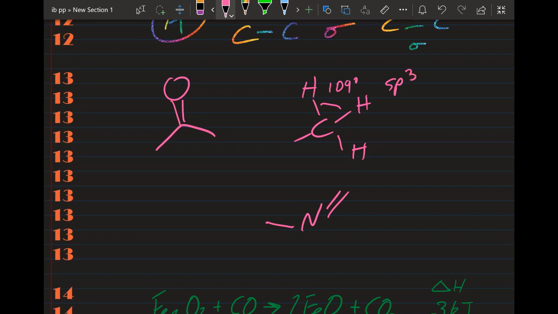Is that enough? No. This has a bond angle of 120 degrees. And that double bond there, that implies to me that's going to be sp2. Is that enough? Oxygen's sp2, carbon's sp3, yep, 13D.